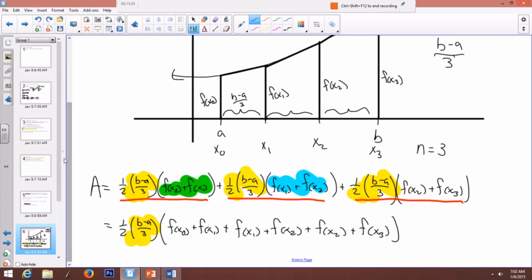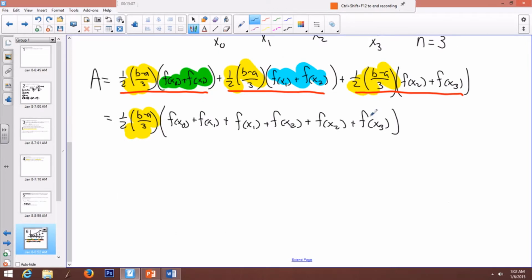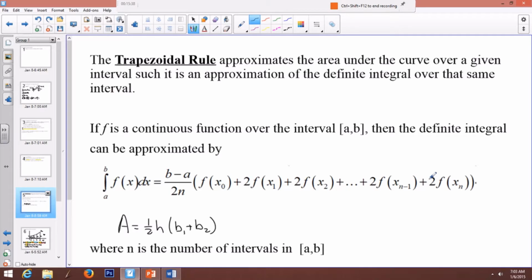And you'll notice, if I put that up just a little bit, that the f of x sub 1s and the f of x sub 2s have been repeated. So if I bring my 2 over here, I got (b minus a) over (2 times 3), and then it's f of x sub 0 plus 2f of x sub 1 plus 2f of x sub 2 plus f of x sub 3. So this is a specific example, and they generalized it here.